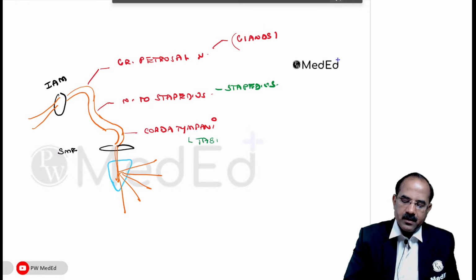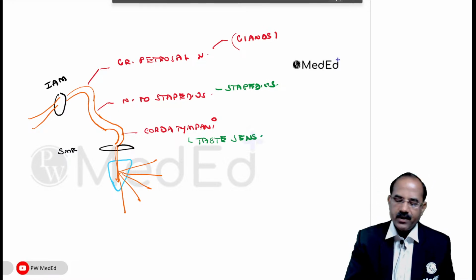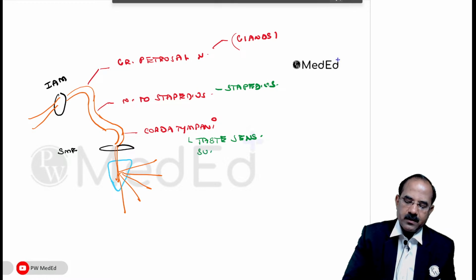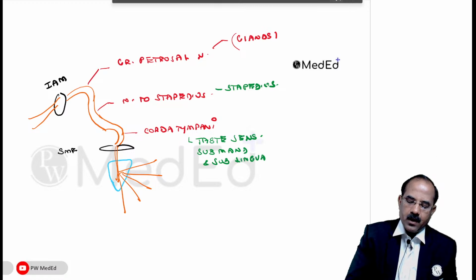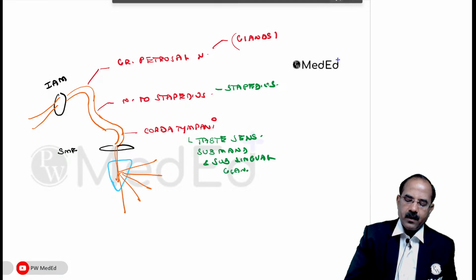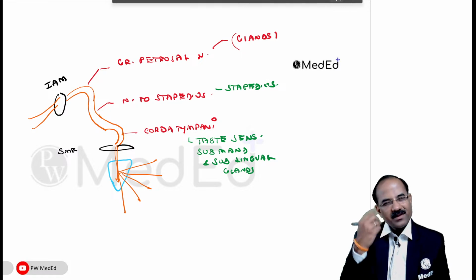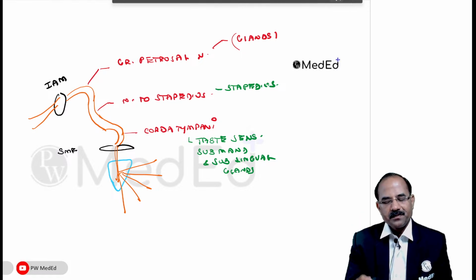And what does the chorda tympani supply? The chorda tympani supplies taste sensations to the anterior 2/3 of the tongue. It also supplies the submandibular and the sublingual gland. And after coming out of the stylomastoid foramen, what does the facial nerve supply? The muscles of facial expression.